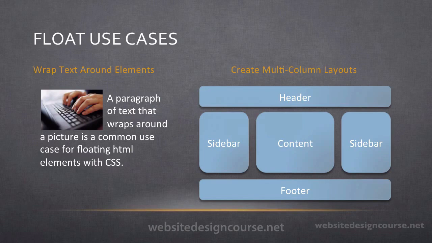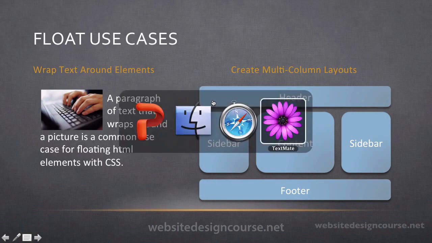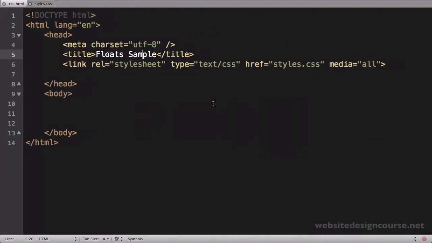As floats can often be confusing at first, we'll start out by looking at a simple example of this wraparound floated element. Then the following video tutorials will cover how to create multi-column layouts using floats and talk a little bit about the pluses and minuses of the different methods. So let's jump over to our code editor, and we're going to create a simple example of the floated element.